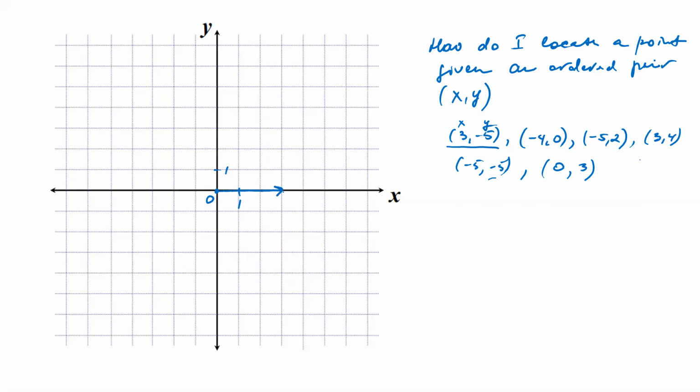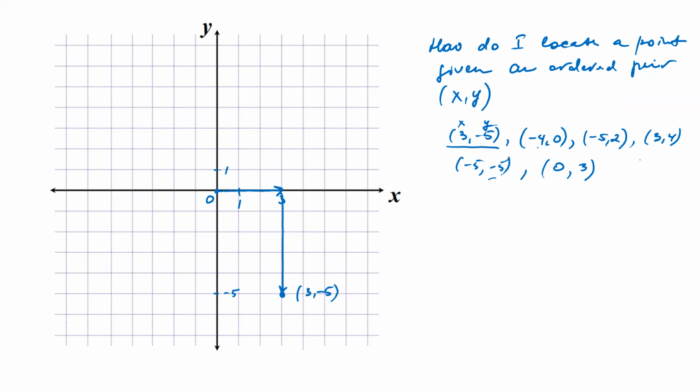And then from that point, I'm going to move according to my y coordinate. My y coordinate is -5. So where is going to be -5? Right here. So I have to move 5 units down. So here is my first point with coordinates (3, -5).